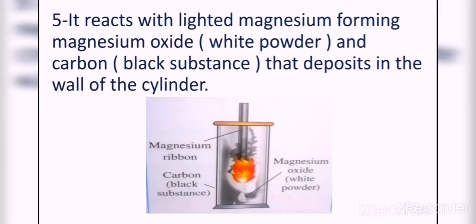Number five, the carbon dioxide gas can react with the lighted magnesium ribbon to form the magnesium oxide, which is a white powder, and carbon, which is the black substance that deposits on the walls of the cylinders.